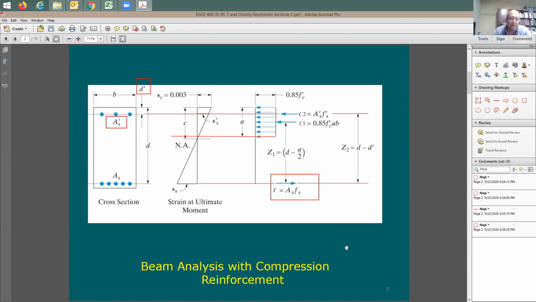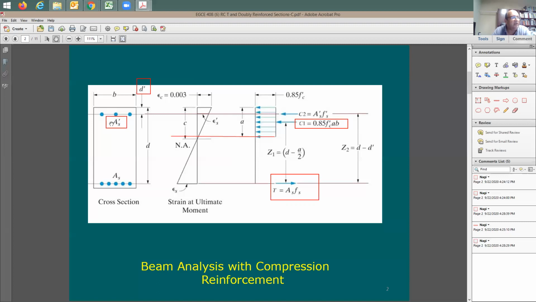How about the compression? You can see now in compression you have two components: you have the concrete and you have the steel. The concrete one is simple. It's going to be 0.85 f prime c a b. I'm going to call this C1, which is compression in the concrete. And of course, it's going to be happening over a depth equal to a, which I don't know yet. I need to determine this depth a. You're going to have another force here, which is compression in the steel, equal to the stress in the compression steel. In this case, I'm going to call it F prime S.